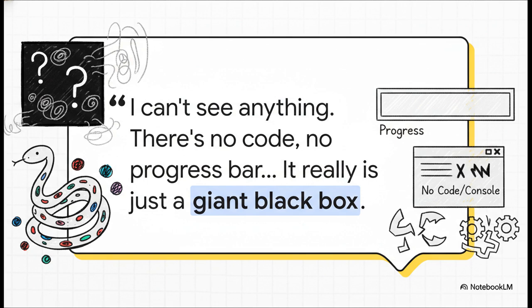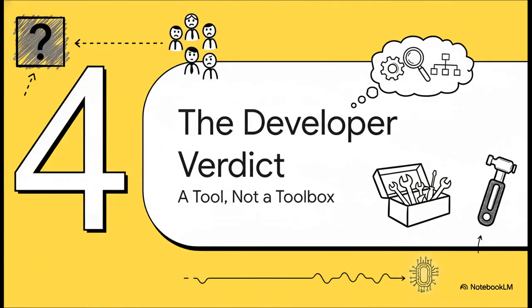As he put it, "I can't see anything. There's no code, there's no progress bar. It really is just a giant black box." And that right there is the catch. So that black box problem, that's not just a small complaint. It's the number one issue that developers have with Opal. And it really helps us understand what this thing is and what it isn't.